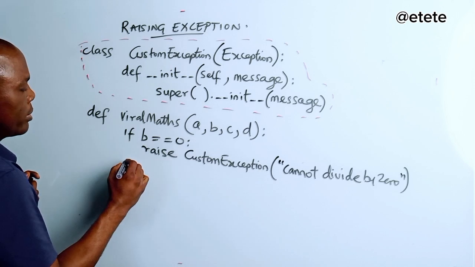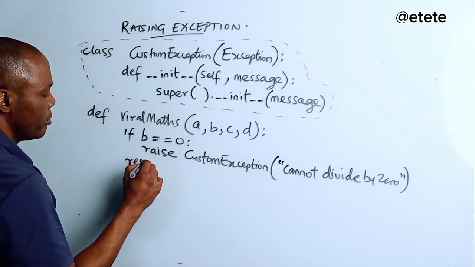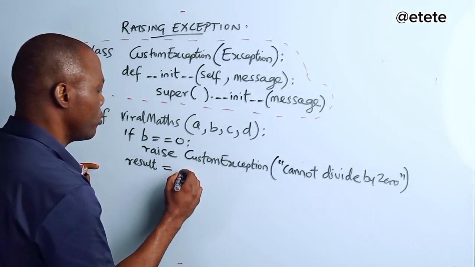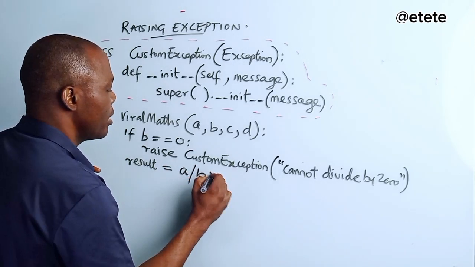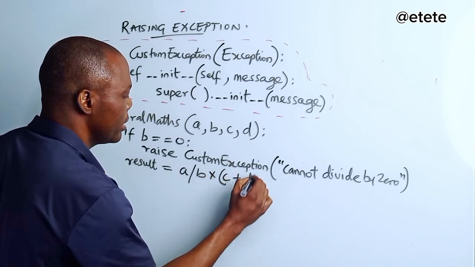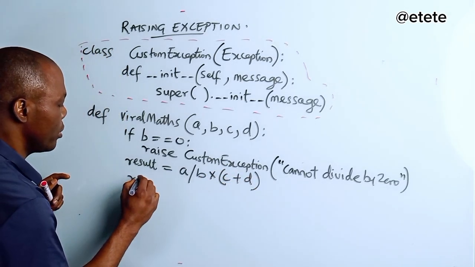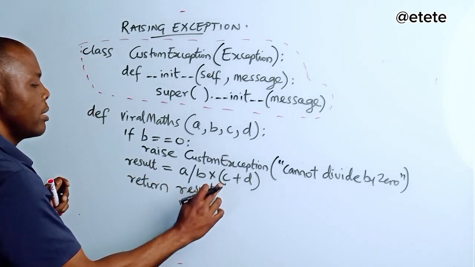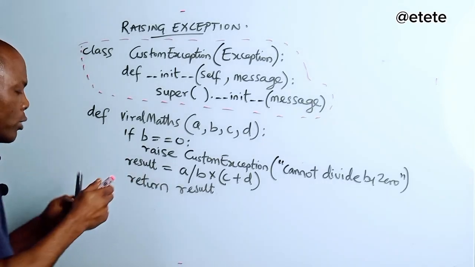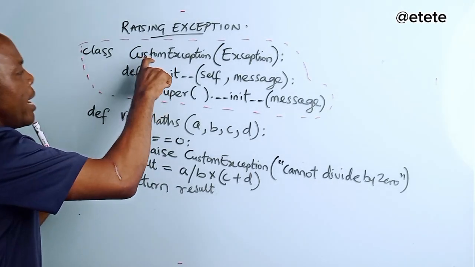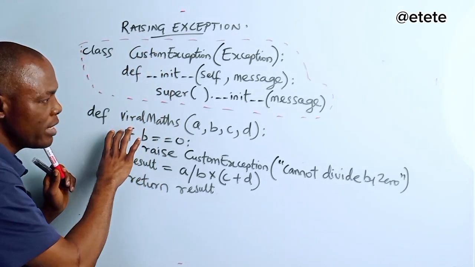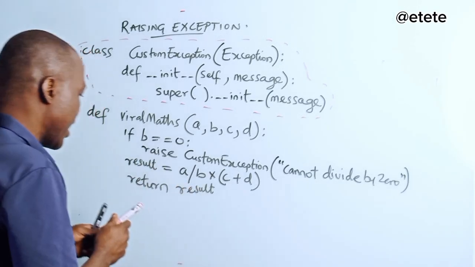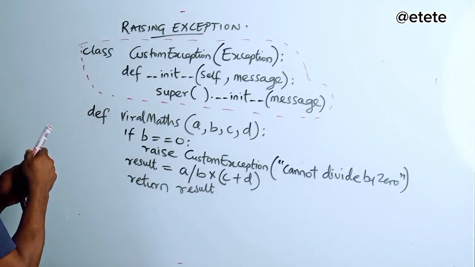Now I'll come here and I'll say result. Then I'm going to write my expression here, which is A divided by B multiply C plus D. Then I will close it. Then I will say return result. So this is how I have created my exception. I am raising my exception here. Then how am I going to handle the exception call, right? How am I going to handle it?